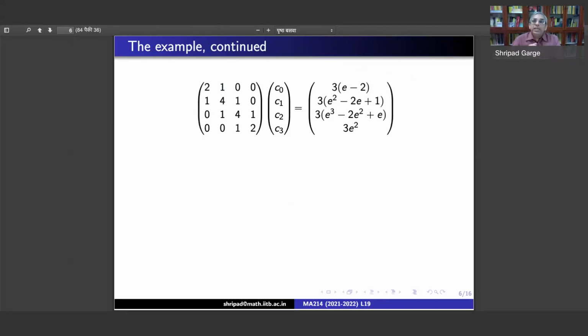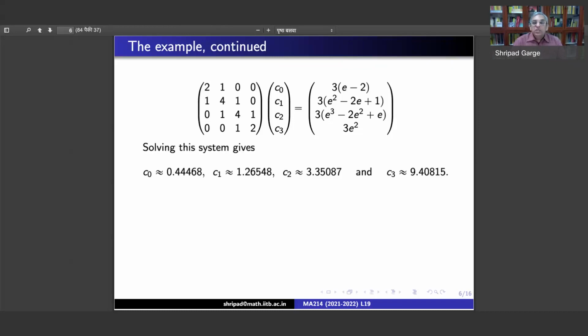And finally, we have a column matrix which gives you some constants. So we can solve this. We will actually write down this solution. So each of these can be written in terms of various combinations of constants e square and e cube, but I will not write down that explicit expression. I just write down their approximate values by doing those arithmetic.